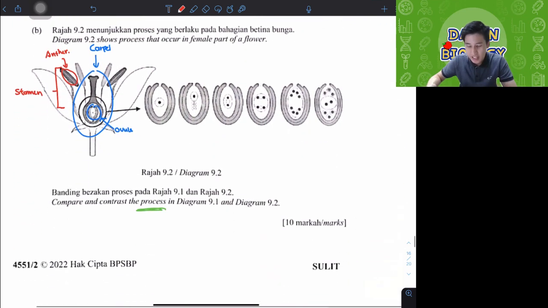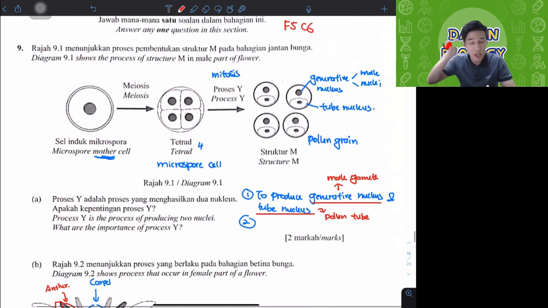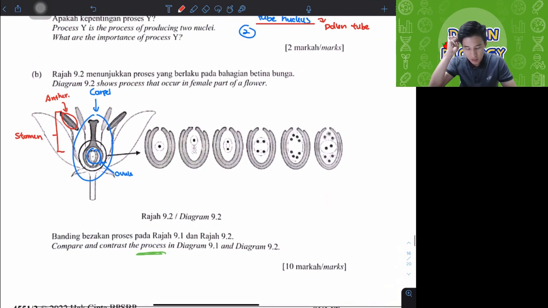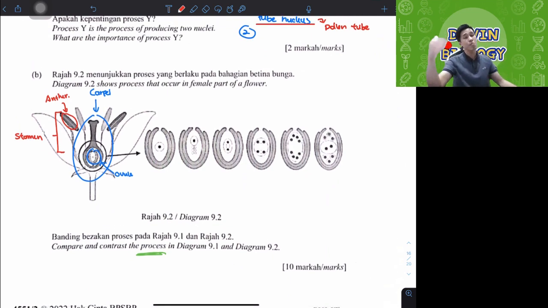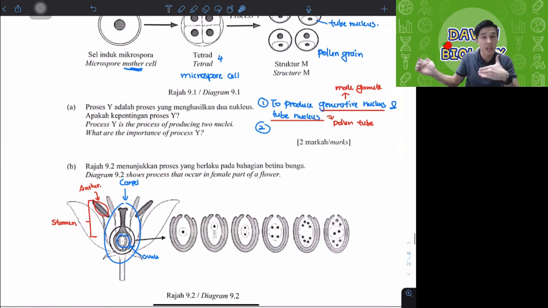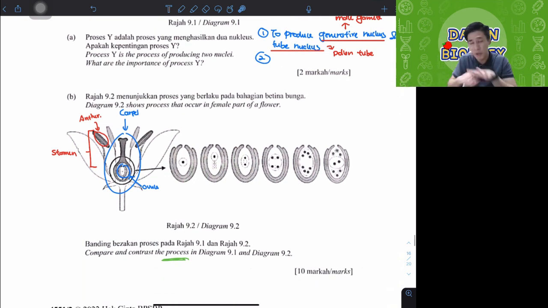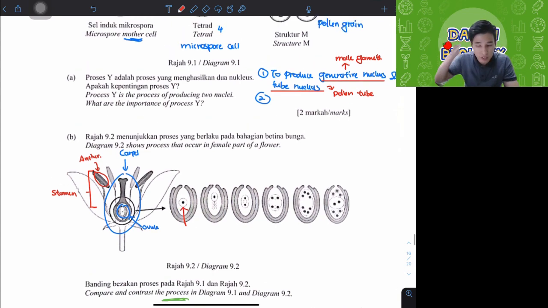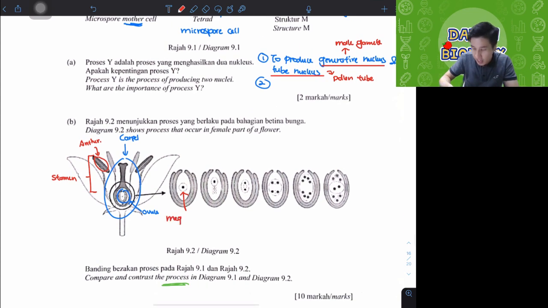Now for part B, they ask us to compare. As usual, you pause yourself and copy the answers. Question B here: compare and contrast the processes in 9.1 and 9.2, which are the formation of the male and female gametes in plants. Let's briefly go through the female process first, then we compare. Actually, the processes are similar, just meiosis and mitosis. The cell here, inside the ovule, begins as the megaspore mother cell. Just now it was micro, this one is mega.